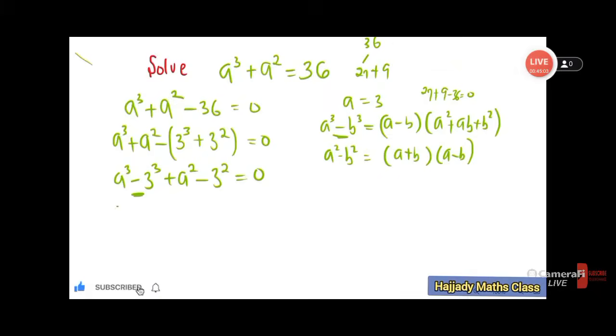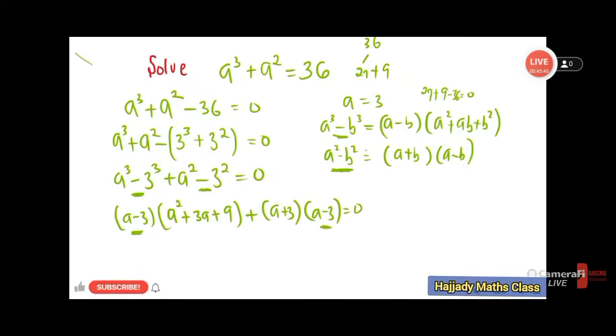So this is the same thing as writing a minus 3 into a square plus 3a plus 9. And also for this second part, which is a square minus 3 square, we're going to use the rule of a square minus b square, which is the same thing as saying we have a plus 3 into a minus 3 equals 0. So with this, we can see that a minus 3 is common to both sides, which can be factorized out. So here I'm going to have a minus 3 being factorized. So we are left with a squared plus 3a plus 9 plus a plus 3, which is equal to 0.